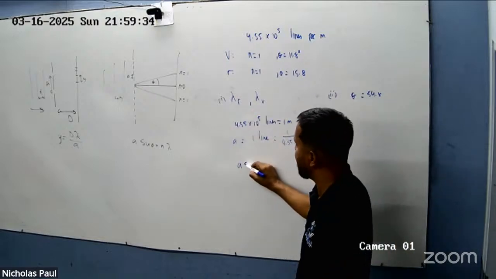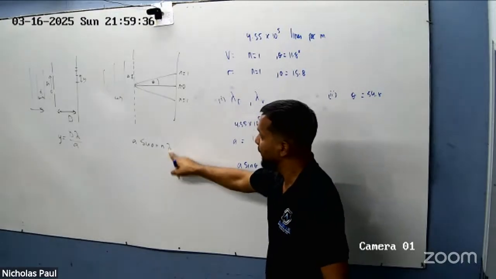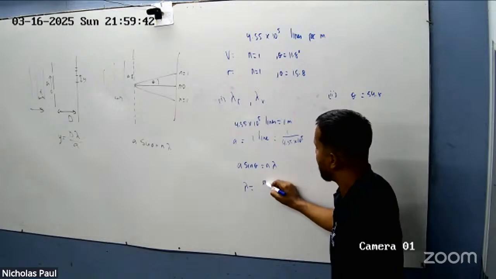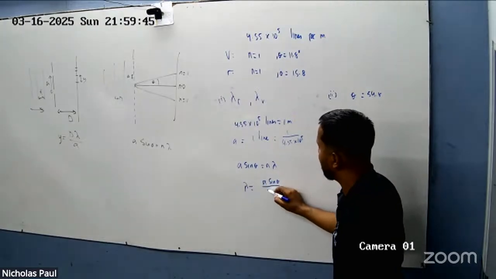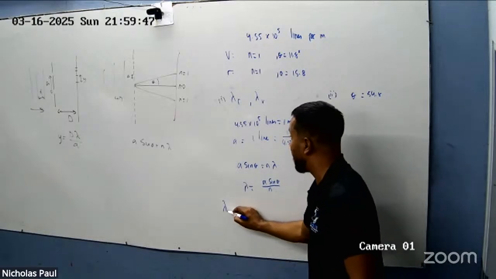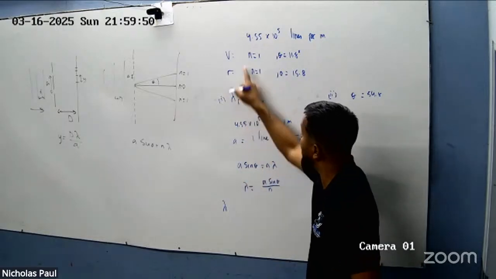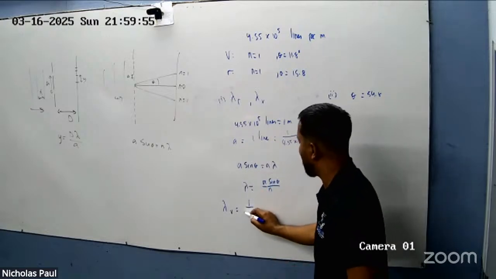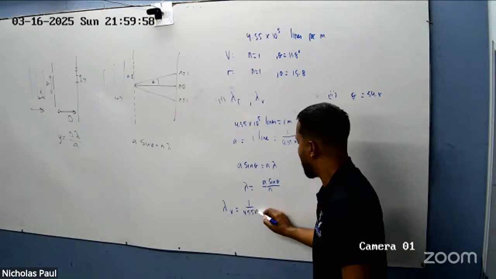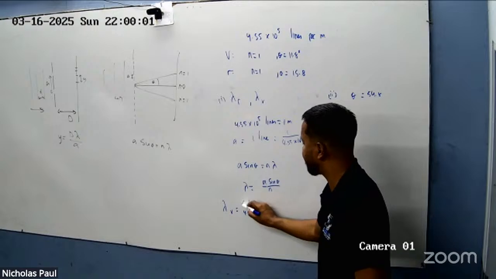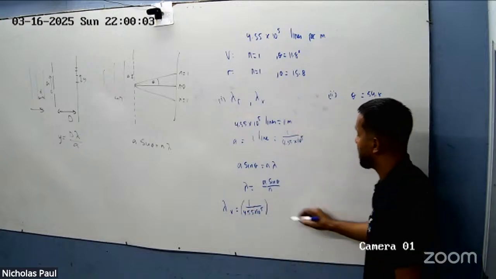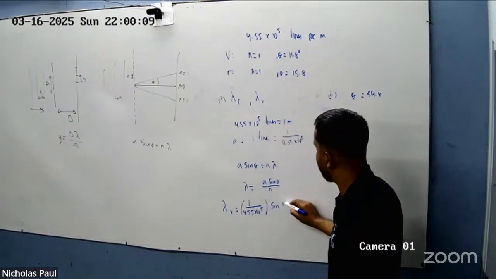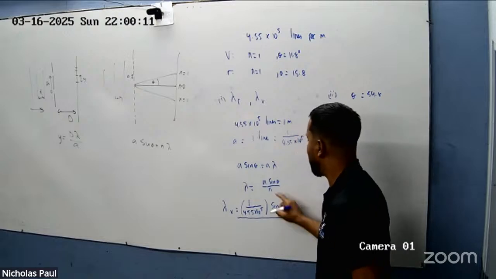And then you want to get lambda. So we're using d sine theta, because we're dealing with the diffraction grating. Lambda is equal to d sine theta all over n. So let's do it for violet first. That will be d, which is 1 over 4.55 by 10 to the 5, by sine theta, where theta is 11.8, all over n. n is 1.